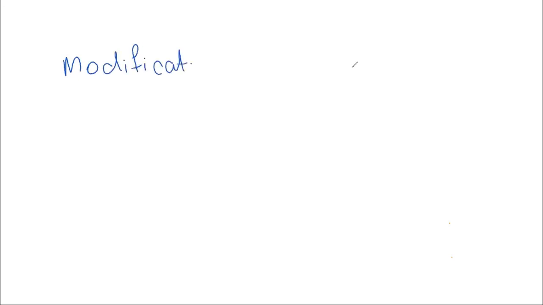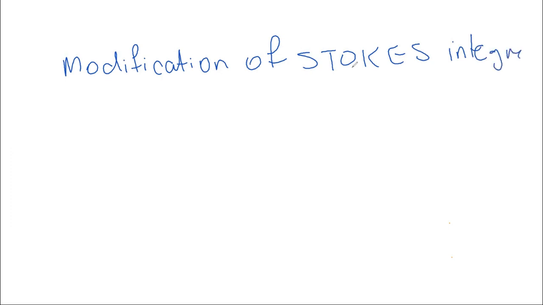Modification of Stokes integral. So why is modification important for geoid determination? Let me draw the kernel, the Stokes kernel.